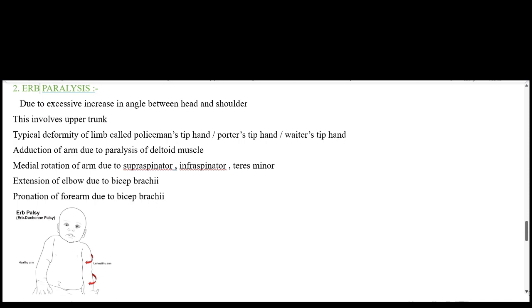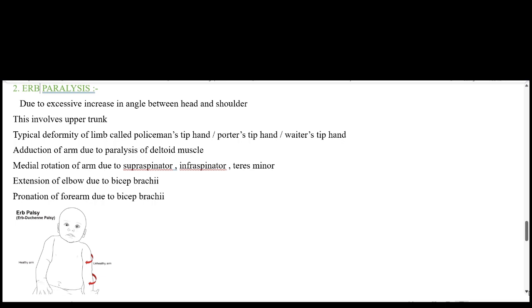Many more muscles are involved in this. Let's see one by one. Adduction of arm. Adduction of arm is due to paralysis of deltoid muscle. Medial rotation of arm, we see that this policeman tip hand is due to the adduction of arm, medial rotation of arm, extension of elbow, and the pronation of the forearm due to all this.